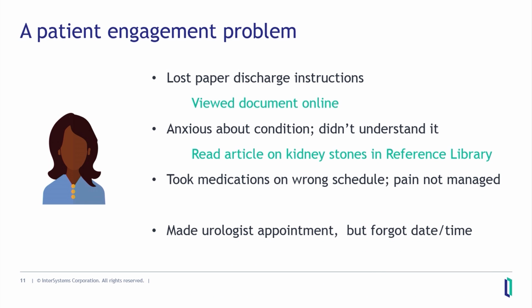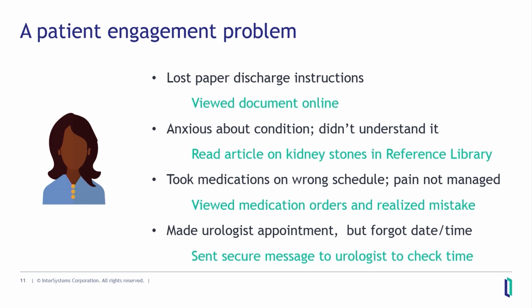She went into the Personal Community library, and she read some good articles describing the condition, and that assuaged her anxiety about what was going to happen. She happened to see those medication orders, and she realized, oh gosh, I'm taking this wrong. She got on track, and the pain started decreasing. And finally, she was able to message her urologist and straighten out the confusion about when that appointment actually was.